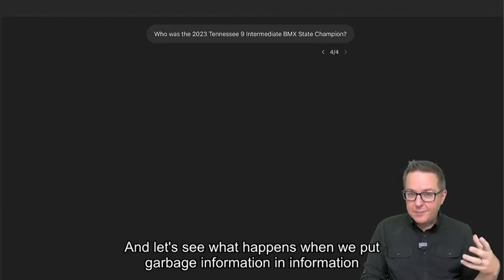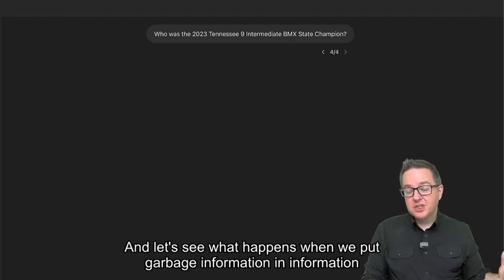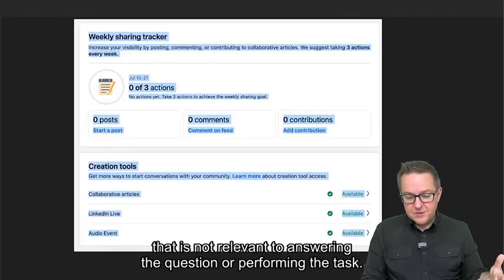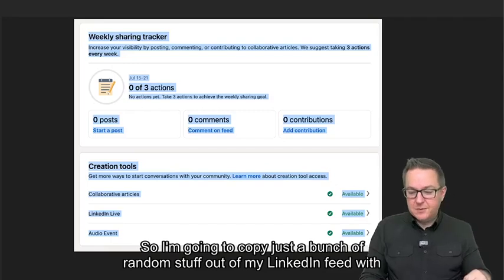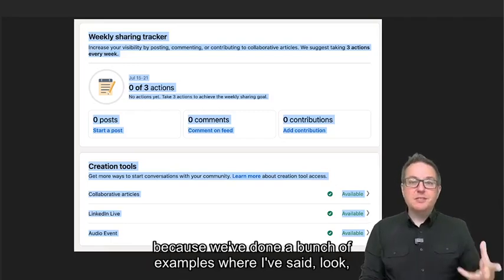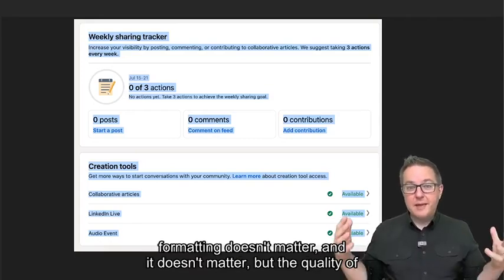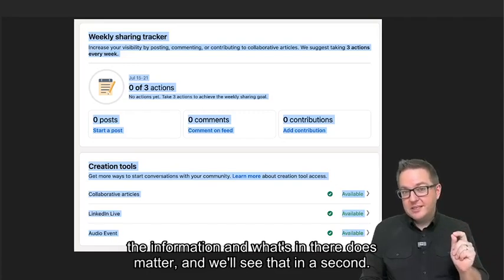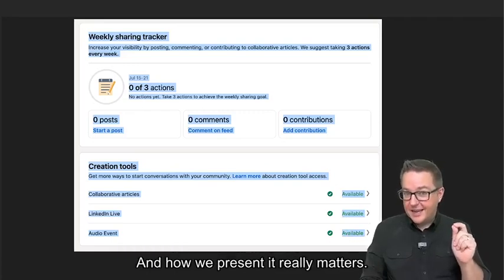And let's see what happens when we put garbage information in, information that is not relevant to answering the question or performing the task. So I'm going to copy just a bunch of random stuff out of my LinkedIn feed with all the formatting and everything, because we've done a bunch of examples where I've said, look, formatting doesn't matter, but the quality of the information and what's in there does matter, and we'll see that in a second, and how we present it really matters.